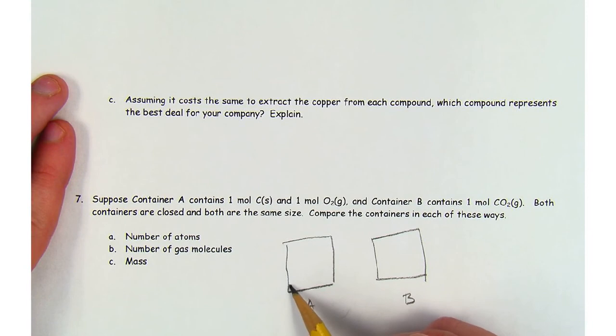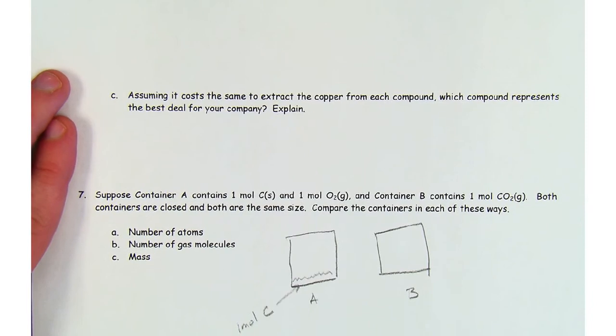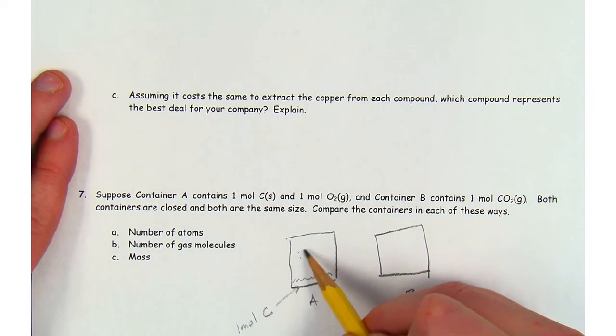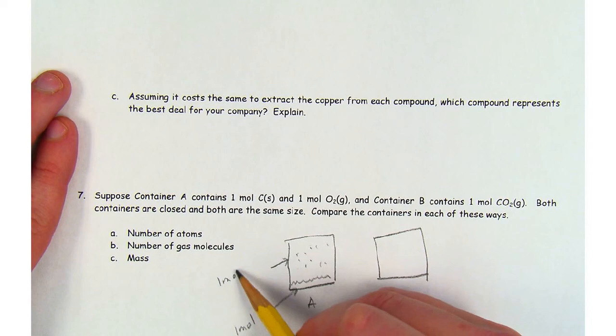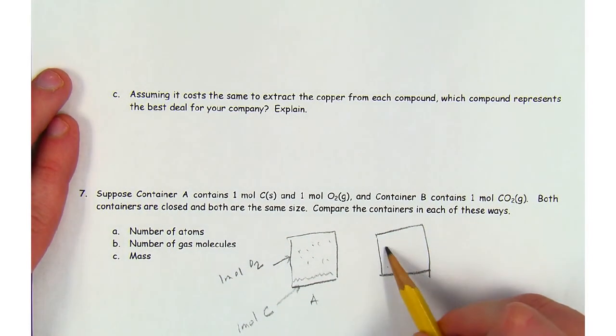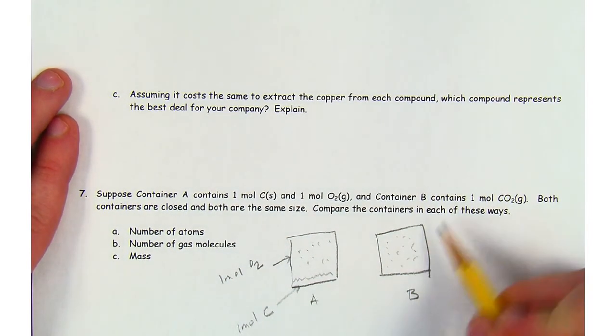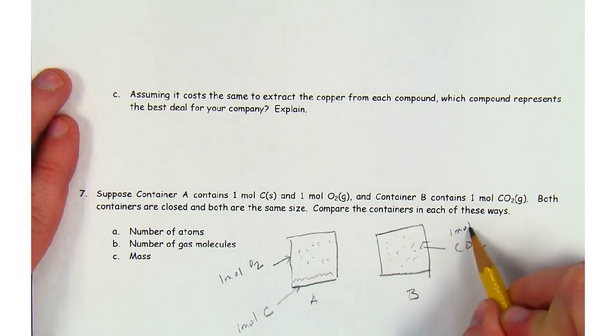So this one, down here at the bottom, there's some solid copper. There's 1 mole of copper. Okay, and then you also have, as a gas, 1 mole of O2. On this one, you only have the gas. It's a different gas. It's the CO2, and you have 1 mole of it.